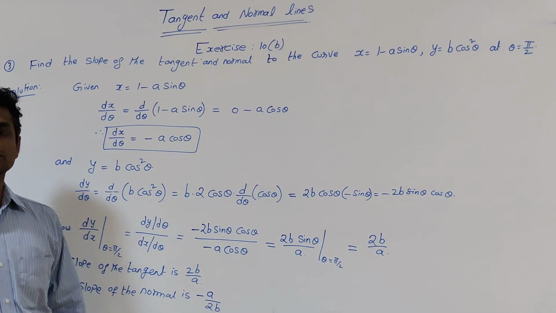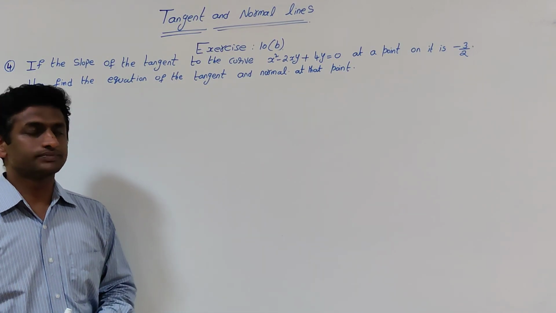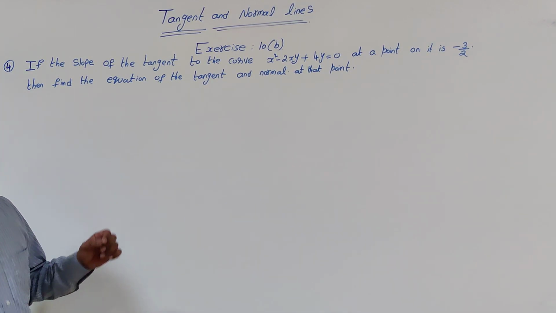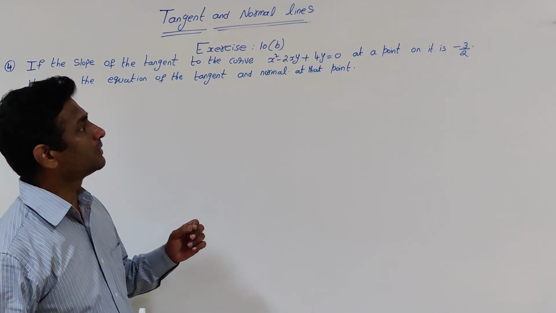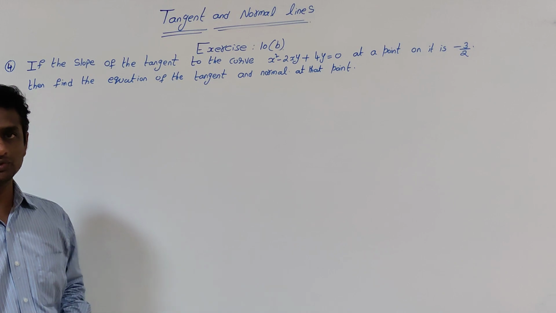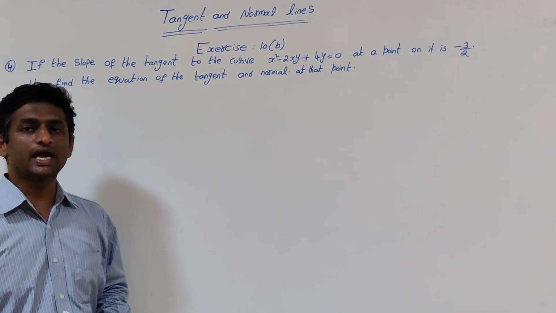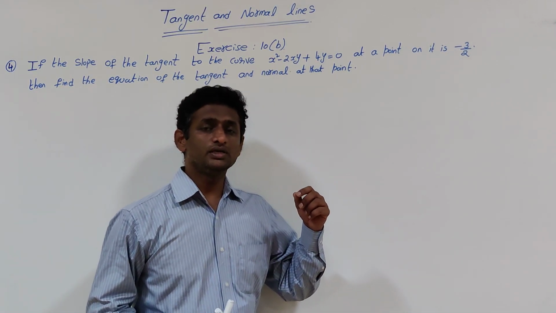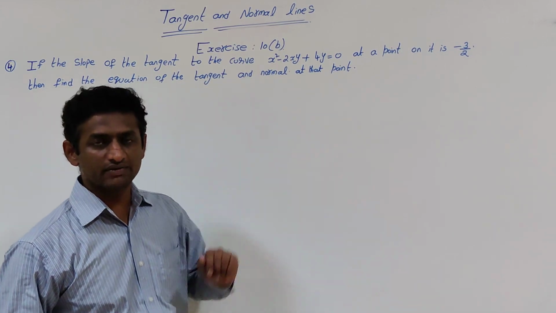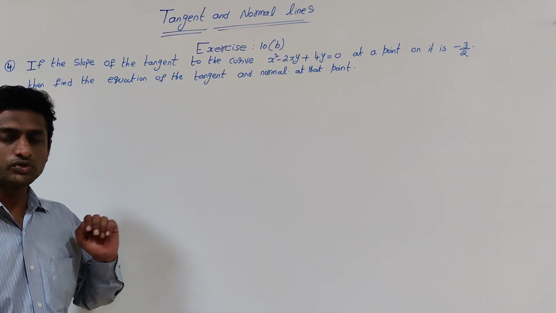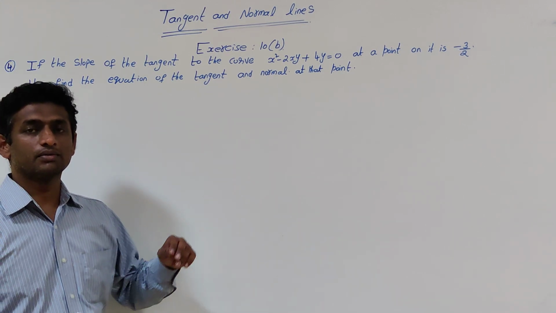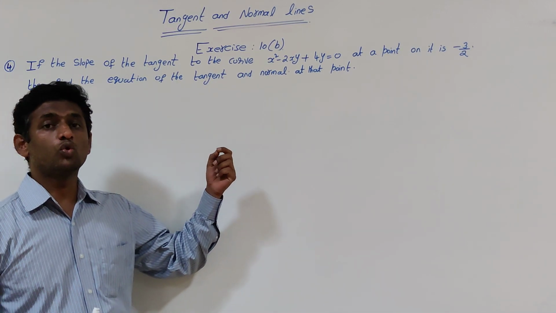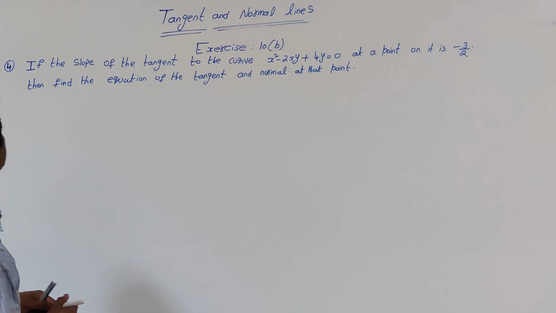Next question. Next question is, if the slope of the tangent to the curve x square minus 2xy plus 4y is equal to 0 at a point on it is minus 3 by 2, then find the equation of the tangent and normal at that point. So in the previous problem we used to find out the slope if the point is given, but in this question the point is not mentioned but the slope is given. Means with the help of the slope we have to find out what is the point on the curve. So we will see the proof.